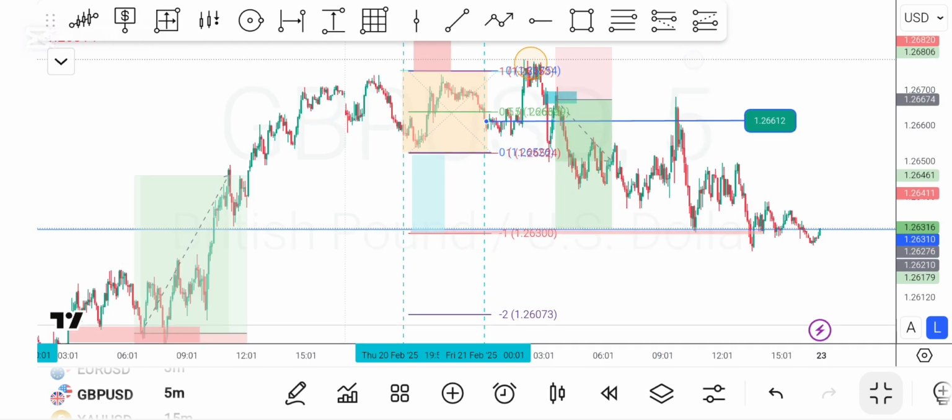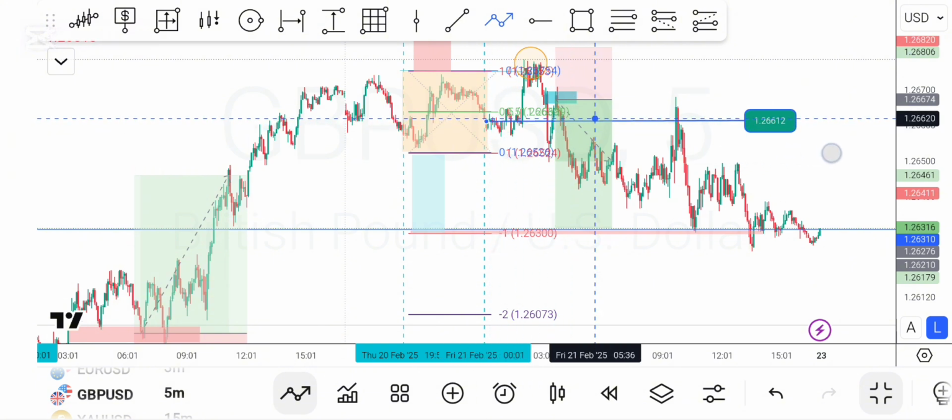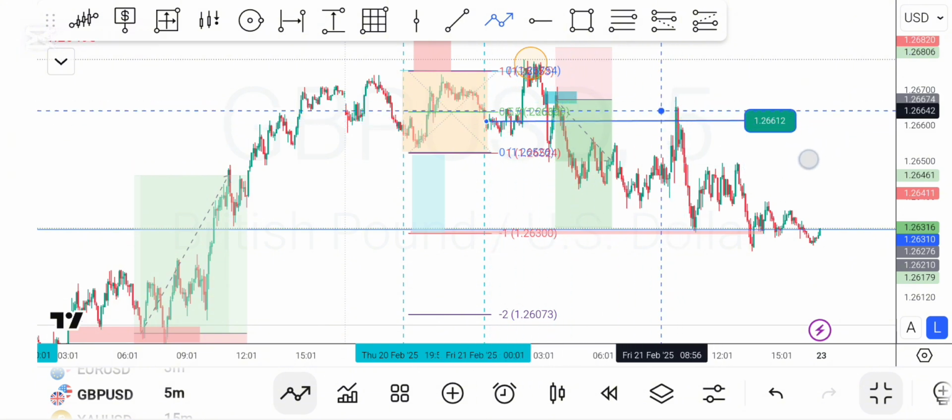Now, I just want to mention again, pay attention to the midnight opening price. See how the market stayed there, right? You see how the market stayed there. See how the market respected this level.